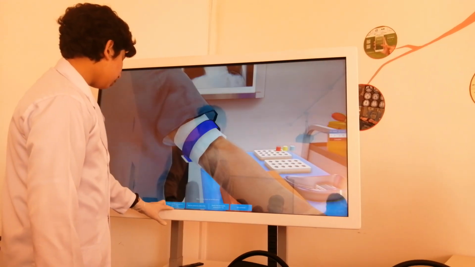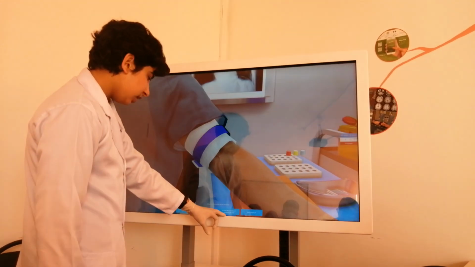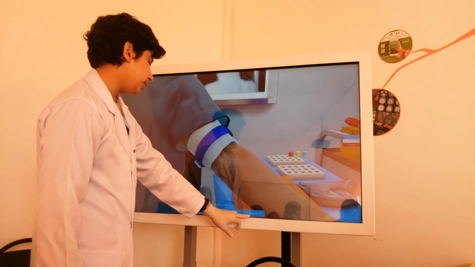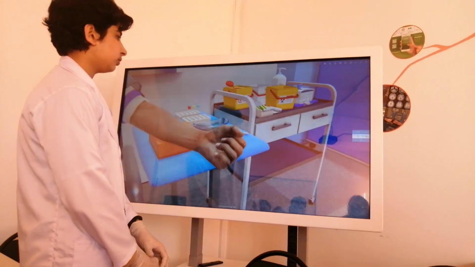Make sure the patient is in good health. Ask the patient to make a fist. Loosen the tourniquet only. Unclench your fist. Vein puncture. Ask the patient to make a fist.